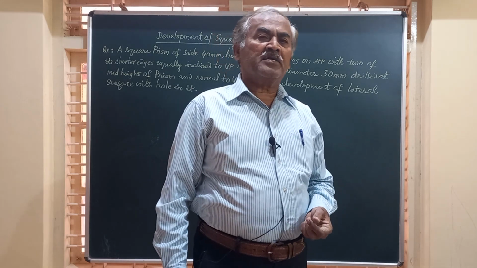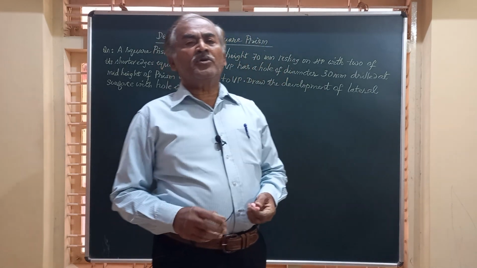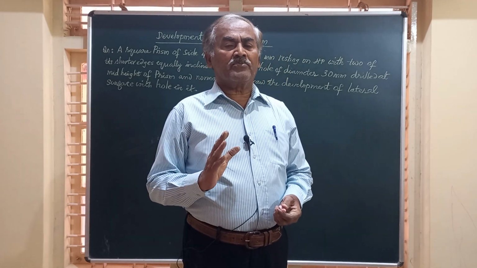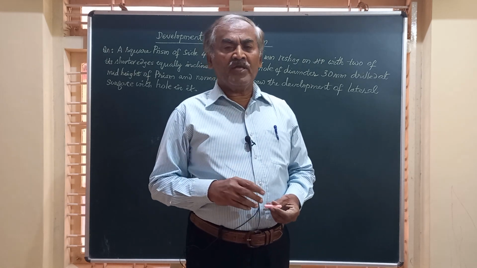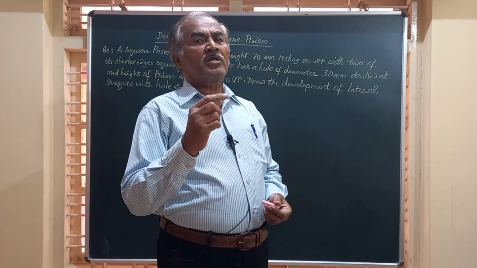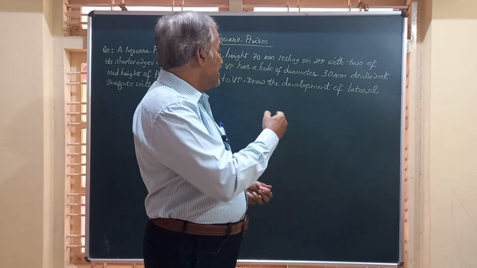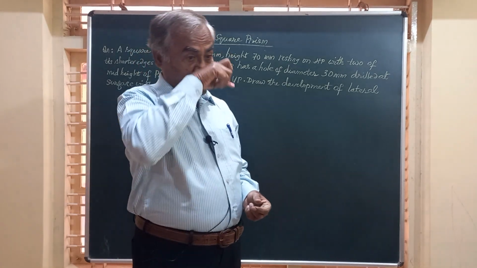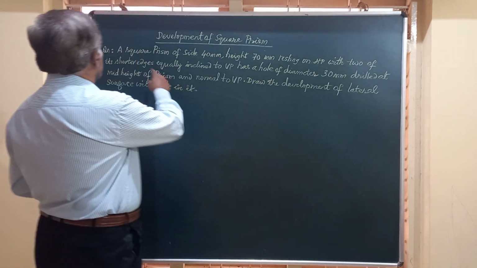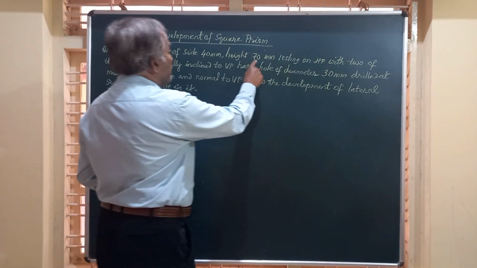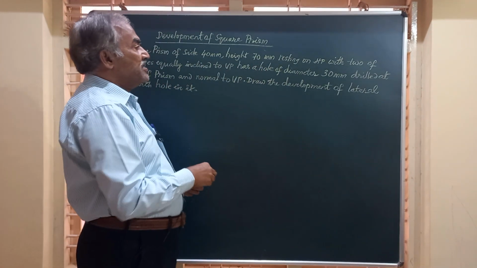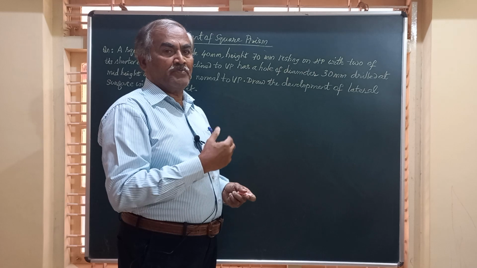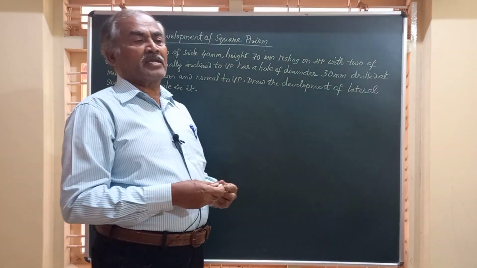In today's video, we are going to learn about the development of a square prism of the given dimensions when a circular hole of the given diameter is drilled perpendicular to the plane of the board. For the given question we have this square prism. It has a side 40 and height 70, resting on HP with two of its adjacent sides equally inclined to VP, or all four sides equally inclined to VP.